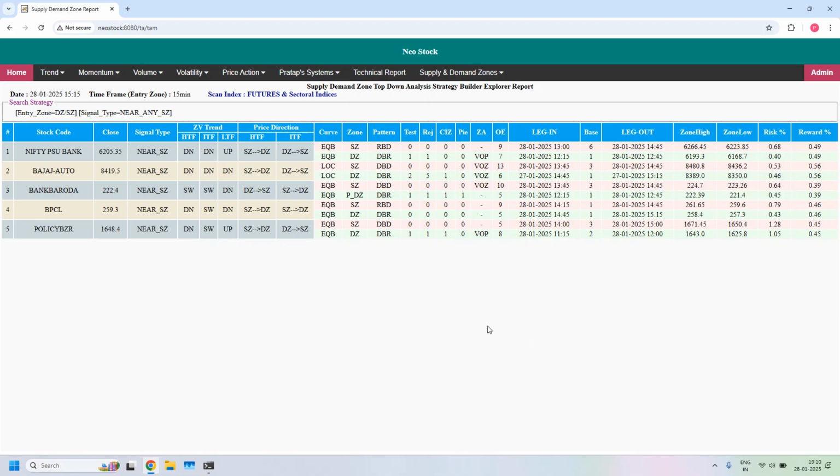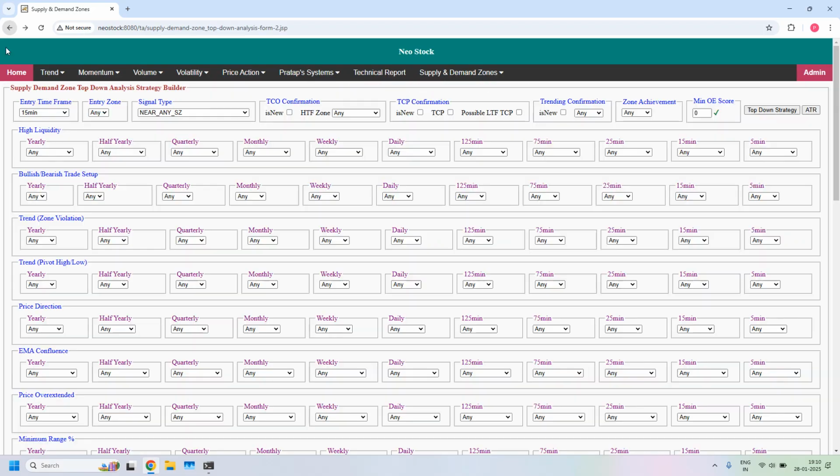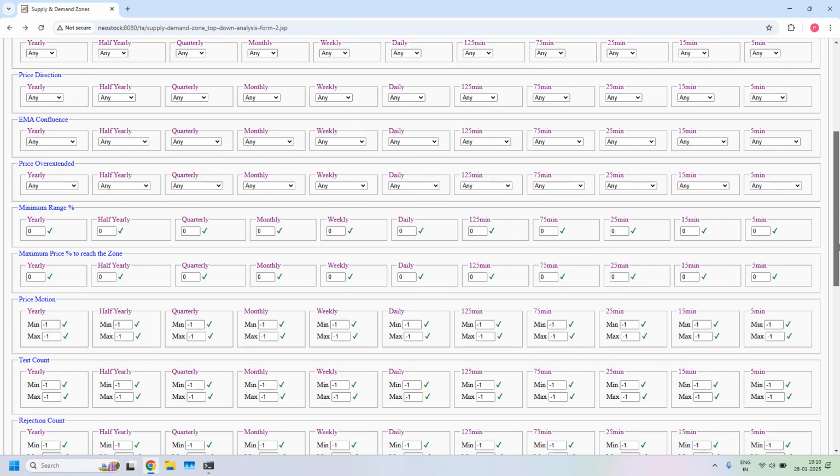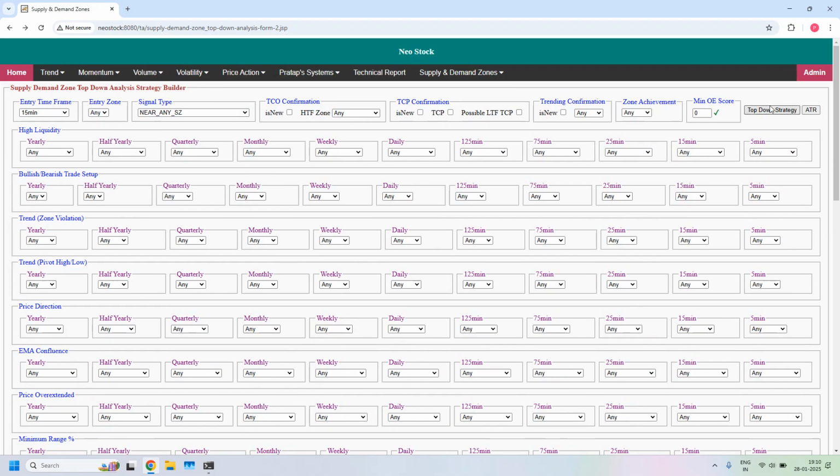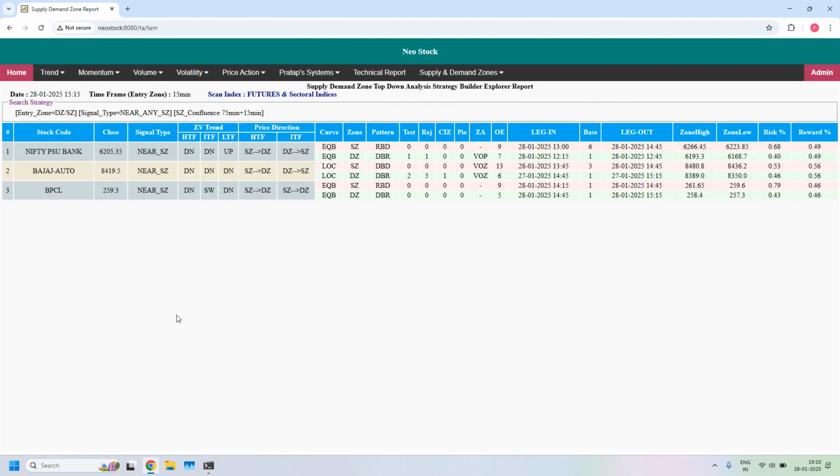Let's verify how many of these supply zones are having ITF confluence. That is 15 minute supply zone with 75 minute supply zone confluence. I am enabling this filter. With this filter, out of 5, we got 3 stocks. So that means all these 15 minute supply zones are part of the 75 minute supply zone. Part means they are overlapped. That is what zone confluence.